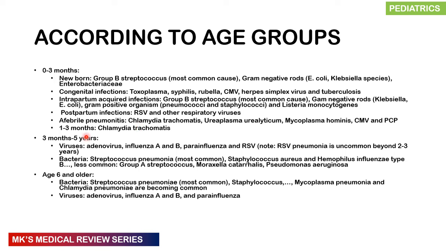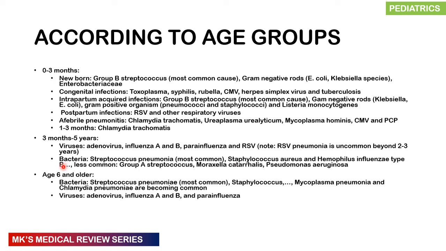vigilant for this. If it's a 3-month to 5-year-old child, mostly you get the viruses: adenovirus, influenza A and B, parainfluenza, RSV. Now remember that RSV becomes very uncommon if someone passes the age bracket of 2 to 3 years. So beyond this age group, it becomes very uncommon. You get mostly bacterial causes of this type of pneumonia, things like Streptococcus pneumoniae, which is the most common cause, Staphylococcus aureus, Haemophilus influenzae type B, and less commonly other things like group A Streptococcus, Moraxella catarrhalis, as well as Pseudomonas aeruginosa.